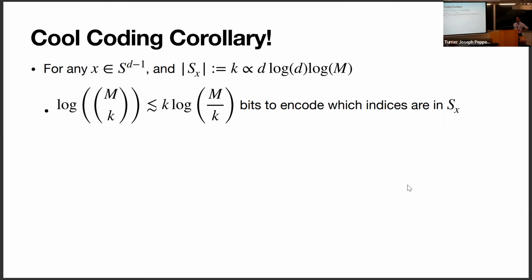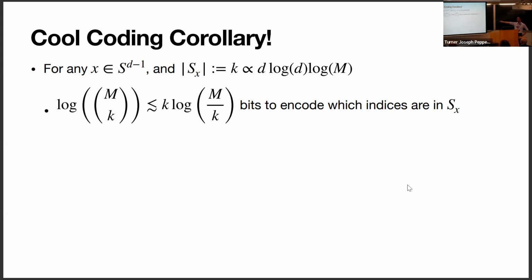Okay, I mentioned a little rate distortion trade-off that Goyal's result told us, and it was kind of crummy, right? We had this D over M decay in the distortion, and M was our rate. I claim that this result gives you a much better rate distortion trade-off, at least in theory, so bear with me. So suppose you have some vector X on the sphere and you have access to the set S sub X, that's D log M vectors in your frame. And I would like to encode the truth using this data. So how many bits do I need?